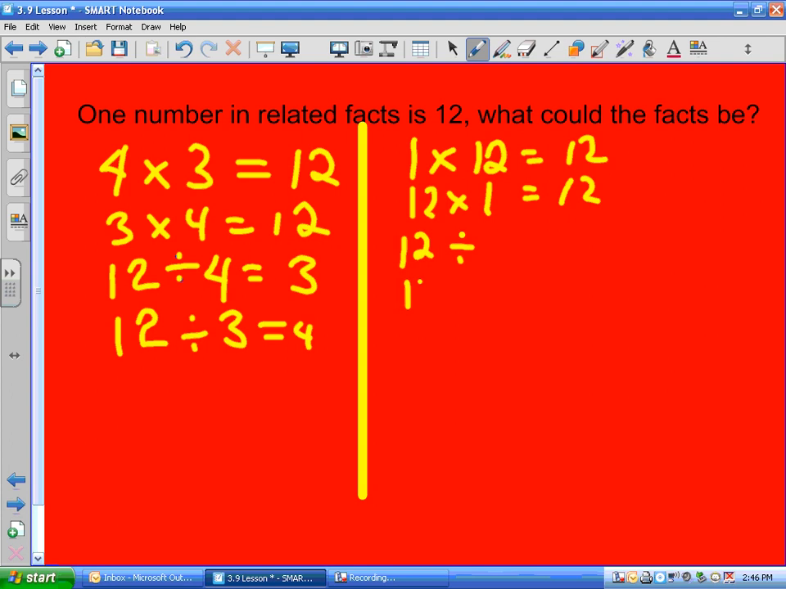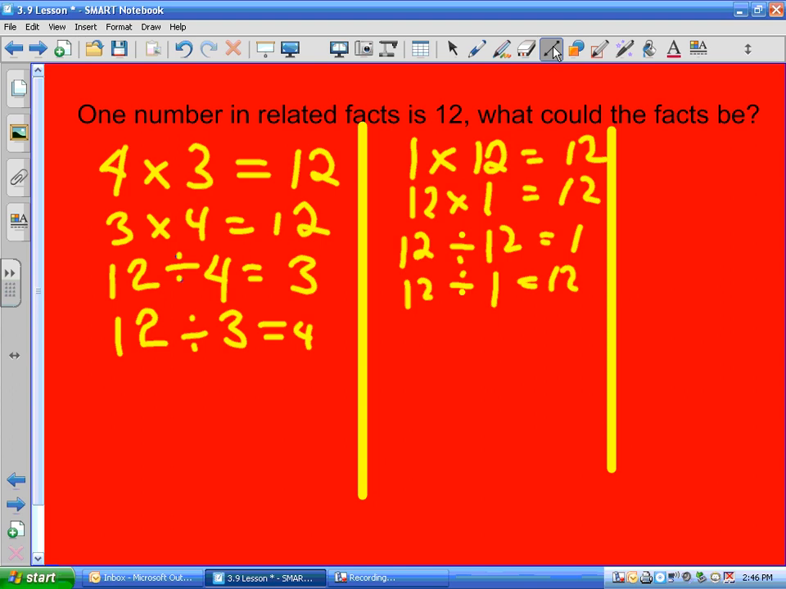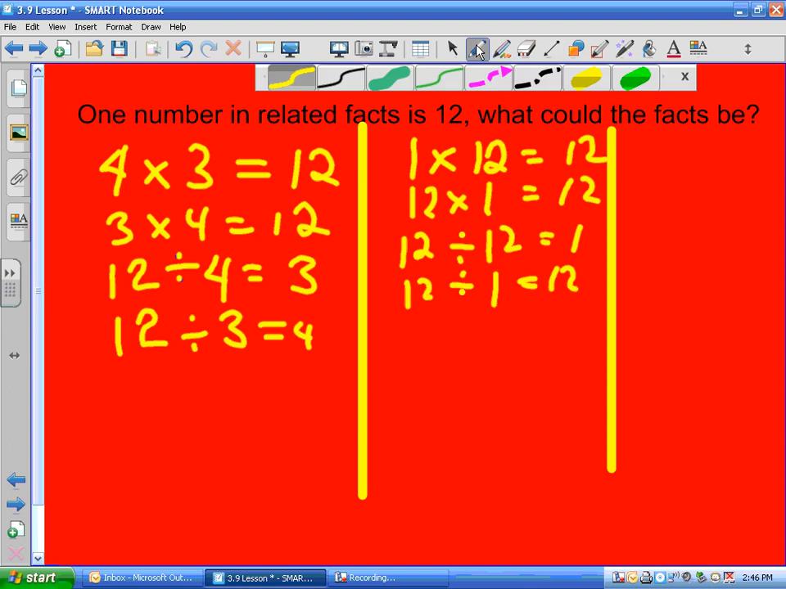And what about the divide ones? What are they? 12 divided by 12 equals 1. 12 divided by 1 equals 12. Okay. So far, so good. Is there another one we can do? What do you think, Jen? You already did one. We got 12 divided by 12.